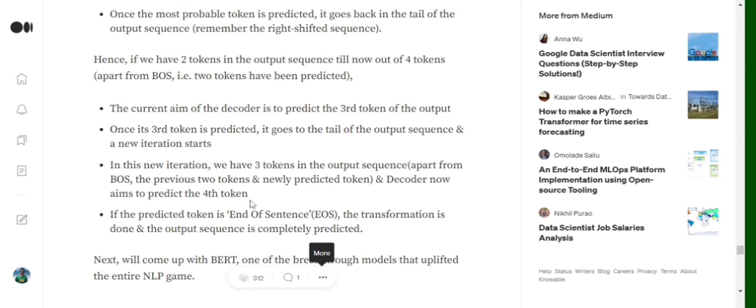Similarly, this iteration goes on until an end-of-sentence token is predicted by the model, determining that the sequence ends here. If the end-of-sentence token doesn't get predicted, the prediction iteration goes on and on, predicting one token at a time. Once we hit the end-of-sentence token prediction, we stop there.